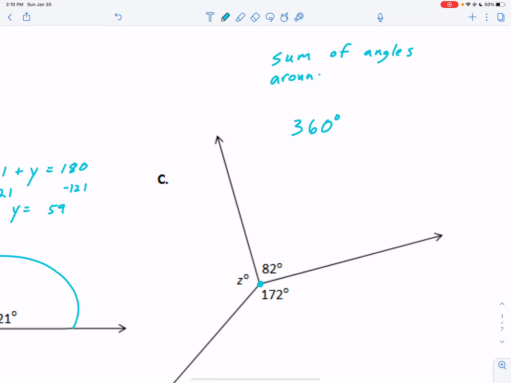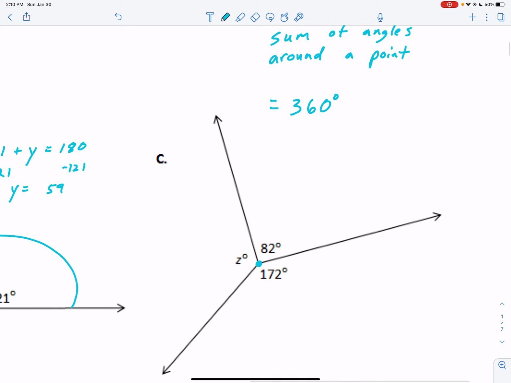Around a point equal 360 degrees. So when you add up all the angles around a single point, it's going to equal 360 degrees. So let's go ahead and do that. Let's say that z plus 82 plus 172, whatever these are, those are all the angles added up together around a single point, have to equal 360 degrees.